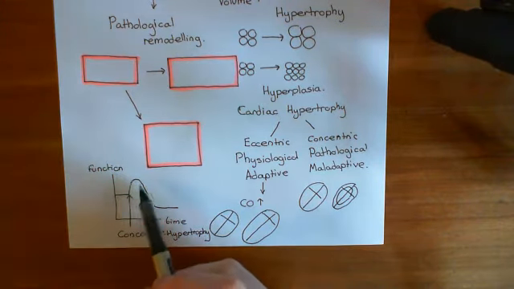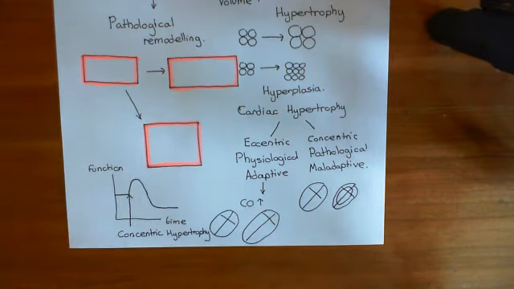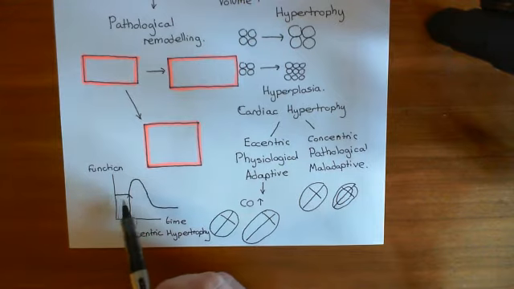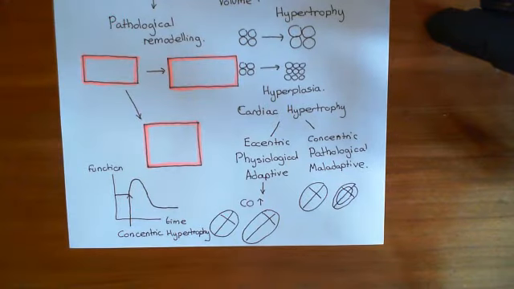However, in the long run, what happens is the force goes back down, and it goes back down to lower than the force production of the original unhypertrophied cardiomyocyte. So what we want to look at is what has changed in these hypertrophied cardiomyocytes. Why is the force that they are capable of generating lower?